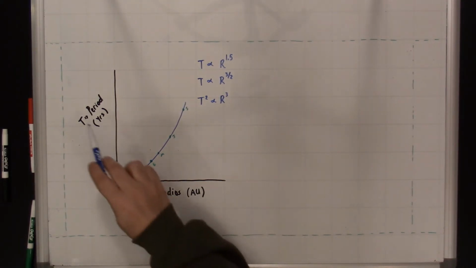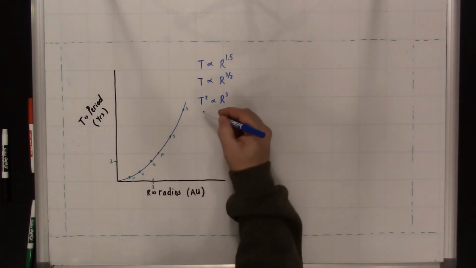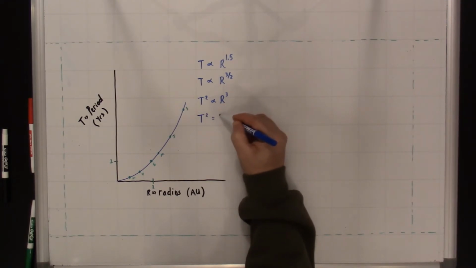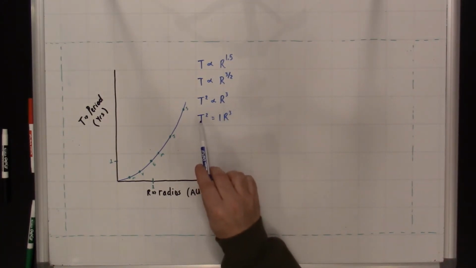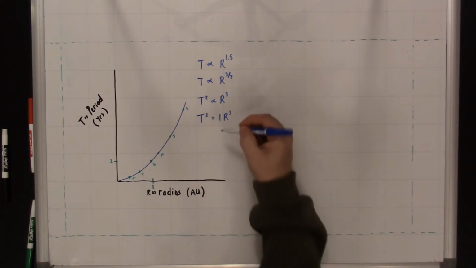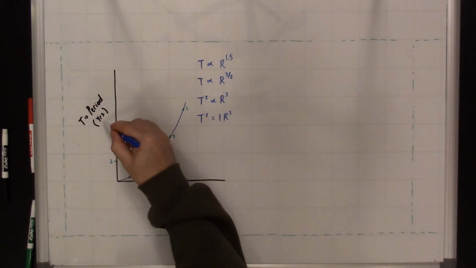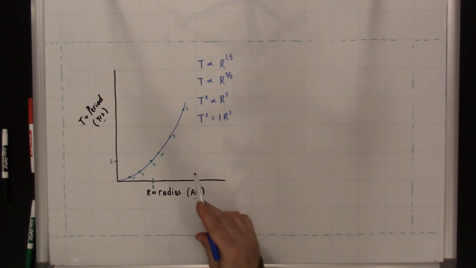Now, because we're using AU in years, this actually equates to a coefficient of 1, because if the radius of the Earth is 1 AU and years is 1 year, 1 cubed is equal to 1 times 1 squared. And so this coefficient here is 1 if we're using these units. Now, if we use different units, this would be different, and that's totally a fine way to do this.